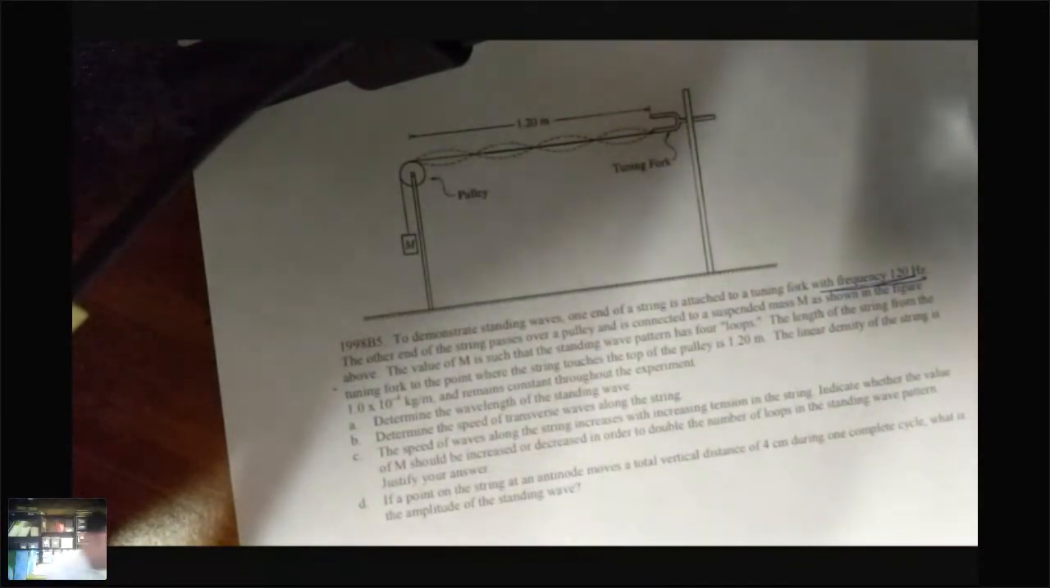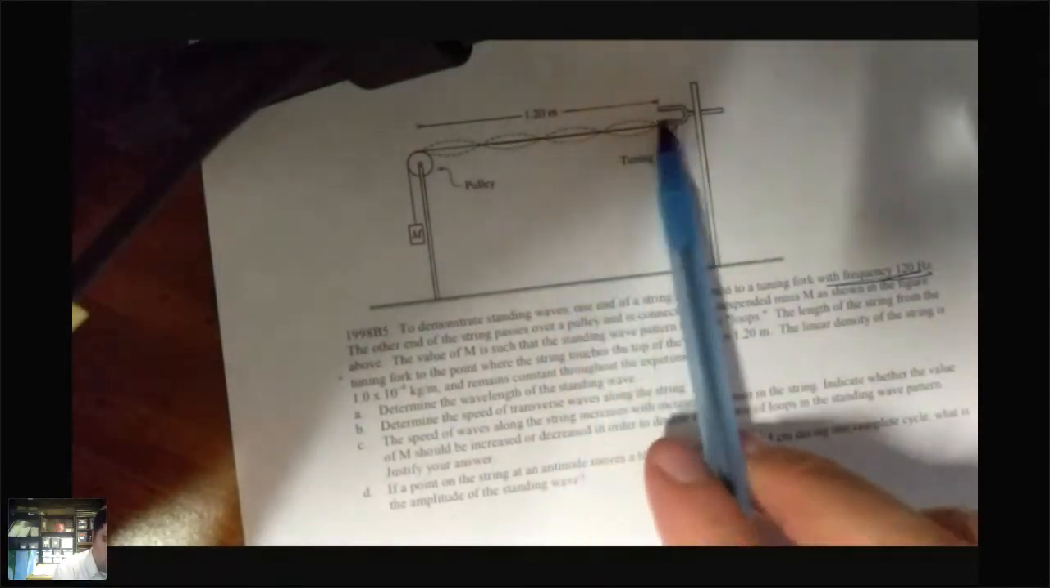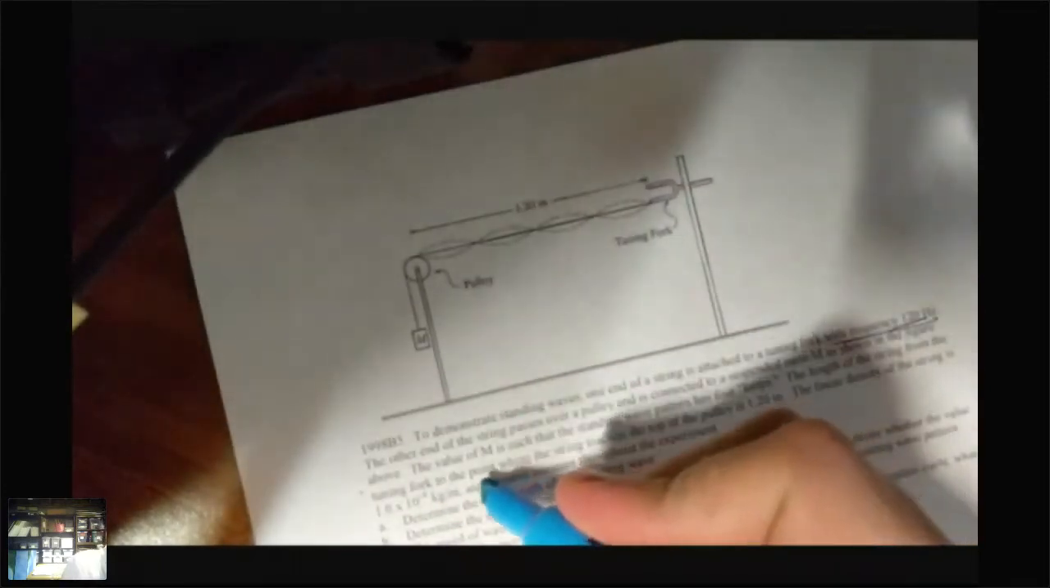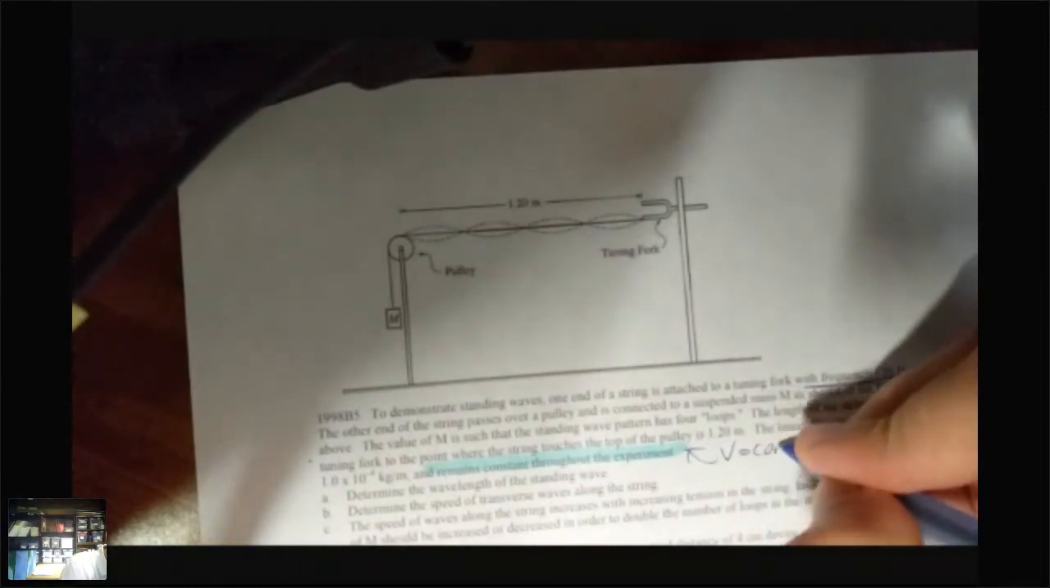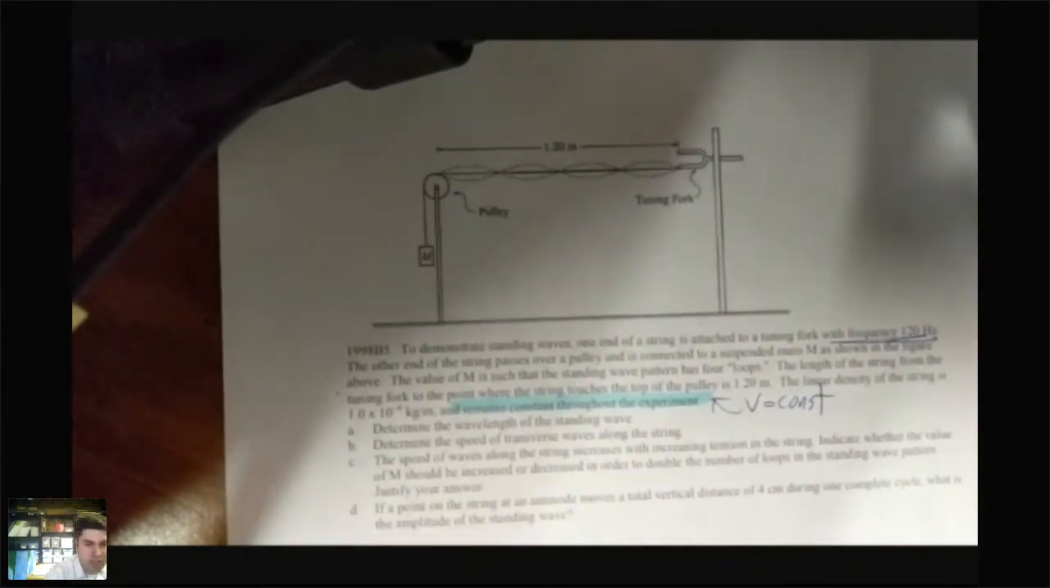Okay, sorry about that. So we have 1.2 meters for the entire length here. And the density of the string is this value right here and remains constant throughout the experiment. Constant throughout the experiment means velocity is a constant, that no matter what happens here, the speed of these waves will always be the same. All right, so part A, determine the wavelength of the standing wave.